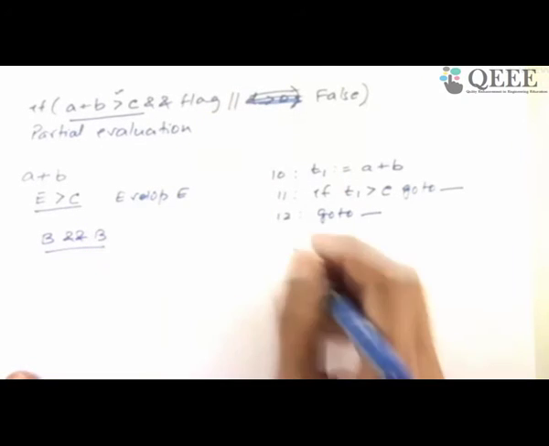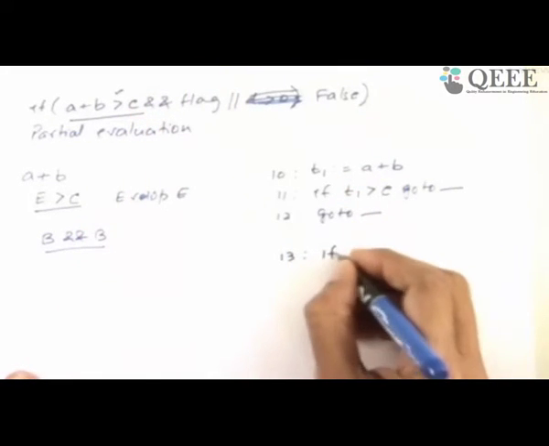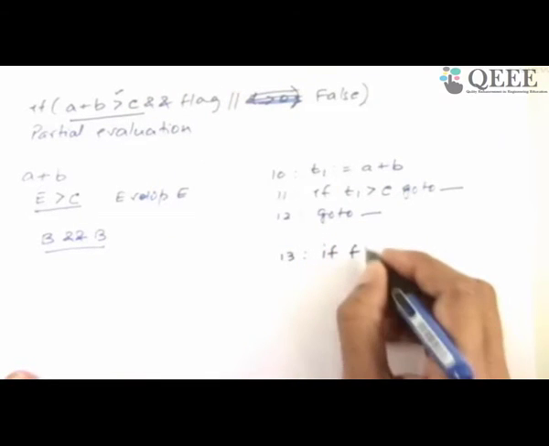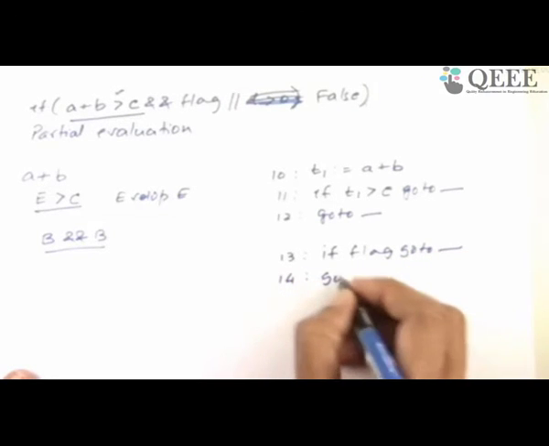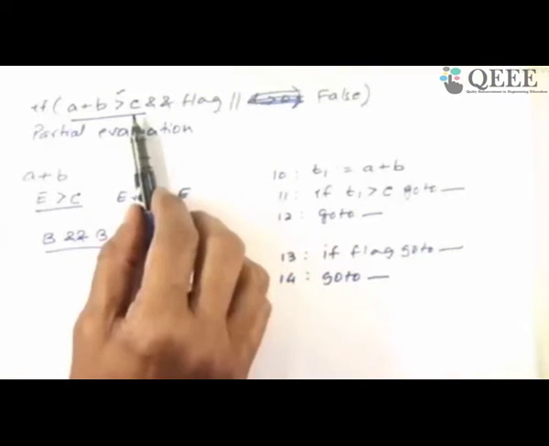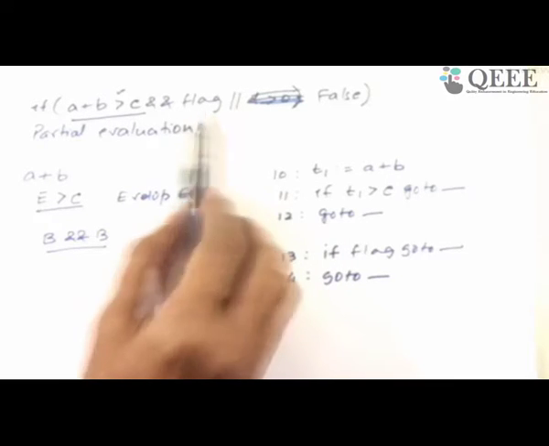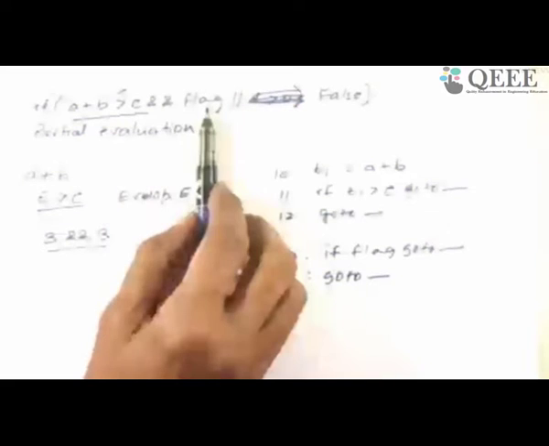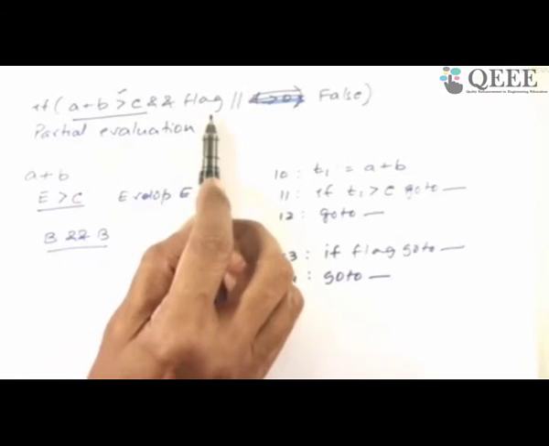So before doing that, here is my 13. I'm keeping a gap to show it's a disconnected piece. So: if flag is true, then go to somewhere, 14, else go to somewhere else. This is what I can see in partial evaluation. If A plus B greater than C is false, then I can quit because the expression is false. But if it is true, then I must see whether flag is true or not. If flag is also true, the expression is true. So I have to connect in that manner.